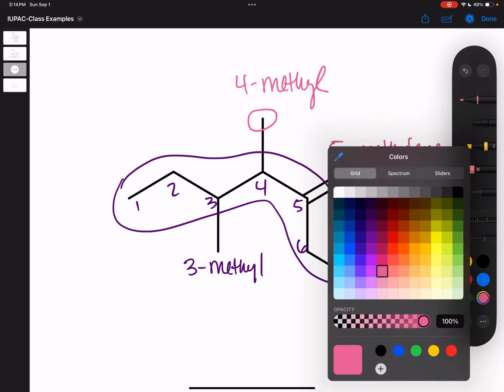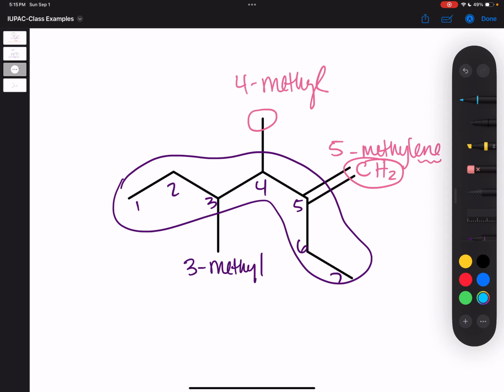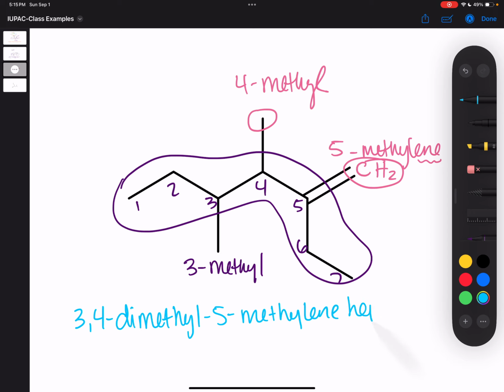So now we're going to put it all together into the whole entire name. So I have 2 methyl groups. So I have 3,4-dimethyl, 5-methylene. And then here, again, the double bond is not part of the parent chain. It's just bonded to it. So I'm going to have heptane as my parent name. All right. Hope that was helpful.